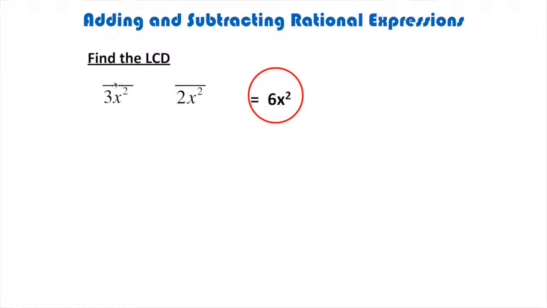Now, I didn't ask for it this time, but you need to think about what do I need to multiply this first one by to get 6x squared. Hopefully you can identify that's a 2. What do I need to multiply this one by to get to 6x squared? That would be a 3 on top and bottom. But I'm not practicing that at the moment. All right, here's another one. Push pause now, obtain the lowest common denominator, and then come on back and push play.